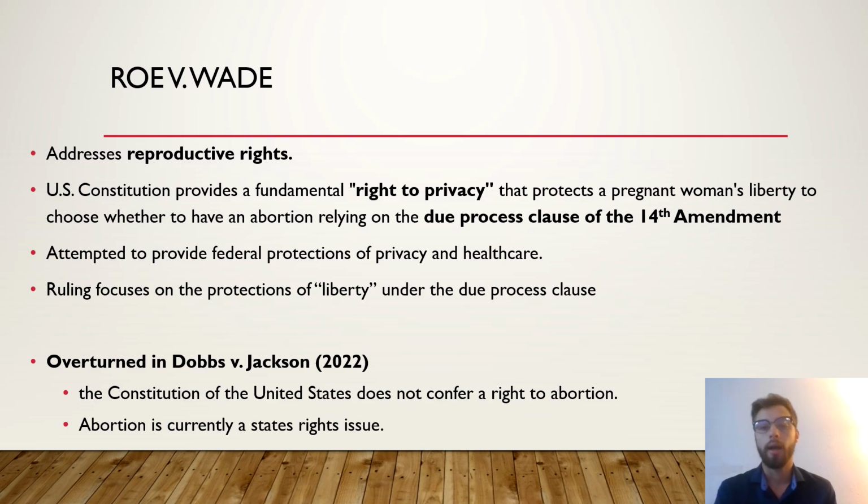This is where we see our 14th Amendment states, no state shall make or enforce any laws which shall abridge the privileges or immunities of citizens of the United States, nor shall any state deprive any person of life, liberty, or property without due process of law, nor deny to any person within its jurisdiction the equal protection of the laws. So we see this acted as the foundation for the ruling provided in the 70s.